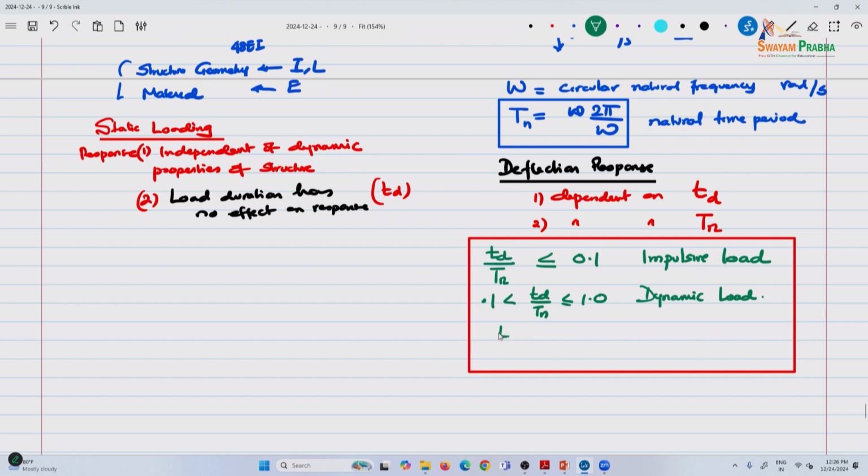And if Td by Tn is greater than 10, you can even go up to 10 here. Again, these numbers are not etched in stone. As you know, a lot of it is still uncertainties. But roughly this is considered quasi-static. Can you give me an example of the last one?